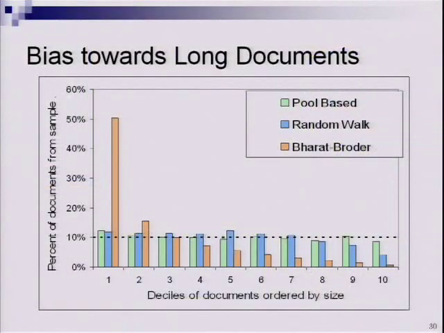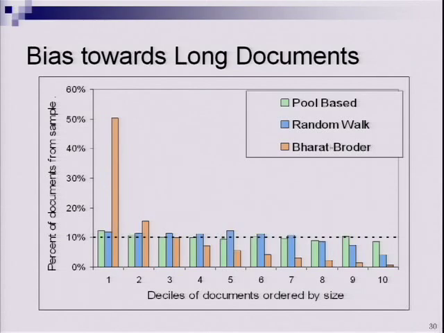Okay, I will skip the random walk sampler. There is one slide, and I'll go directly to the results of our experiments. So this is an experiment we ran in order to estimate the bias in our sampler relative to the Bharat and Broder sampler. What we did here is we created our own small search engine.